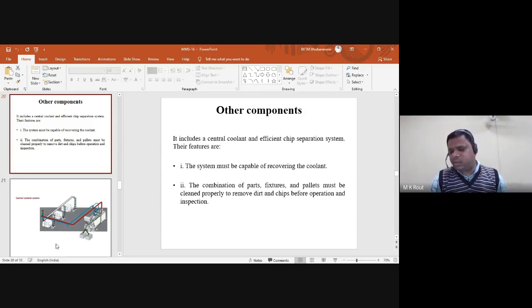That is why most companies set up the chip removal system near the machine center, so it can easily separate the different kinds of chips, whether metal, polymer, or plastic. And the next important part: due to machining, the whole environment produces a huge amount of noise and heat. That is why a central coolant, or central cooling system, is provided to that environment.